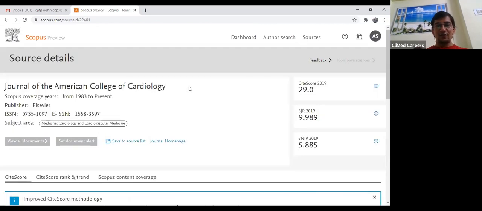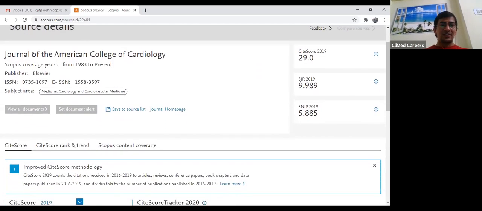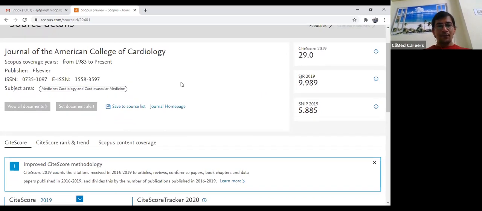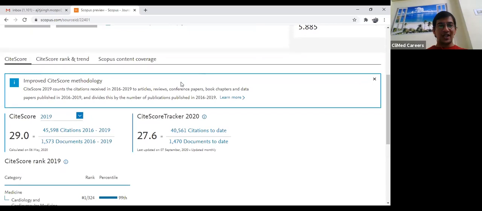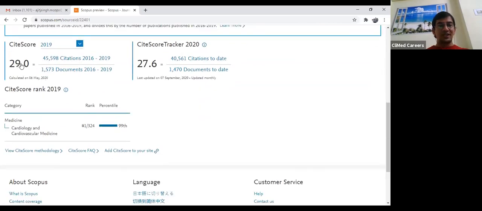Now complete information is here, guys. How to verify if your journal is Scopus indexed or not. So the Journal of the American College of Cardiology has Scopus coverage from 1983 to present. Publisher Elsevier. ISSN number is this, and online ISSN number is this. Now you can see the CiteScore is 29. So every article is almost getting a citation of 29, right?